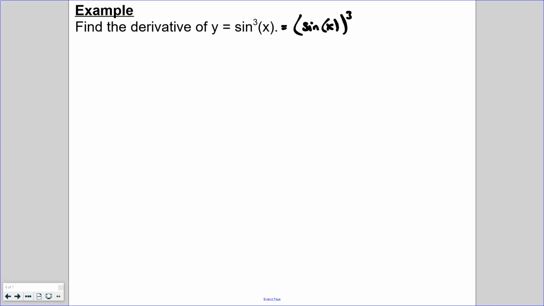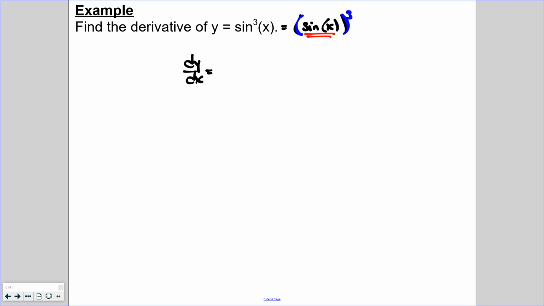So whenever we have trig functions with powers, it's sometimes better to rewrite them so that it's more obvious that the inside is going to be sine of x, and the outside is going to be to the third power, or cubed. So again, this is a common trap, so let's not fall into it. So let's go ahead and take the derivative. Let's use the dy over dx notation again.